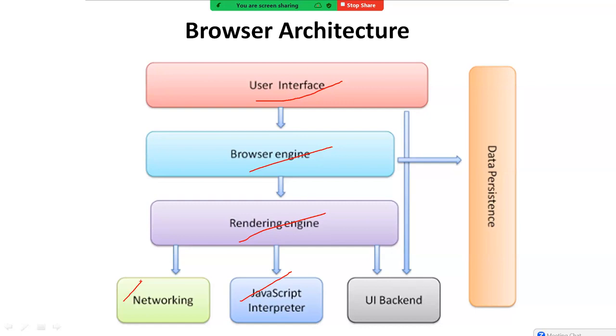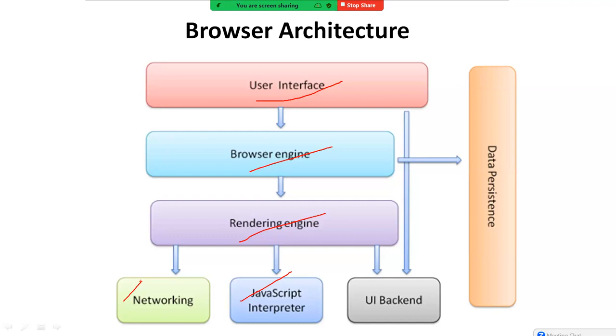UI backend and data persistence is the location where your browser related data is stored. I hope you know that the browser stores data in cookies. The browser stores data in local storage. The browser stores data in session storage. You have session storage, local storage, cookies. This all comes under data persistence and backend.